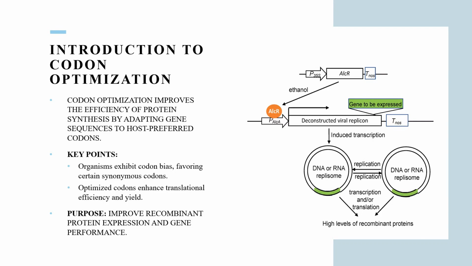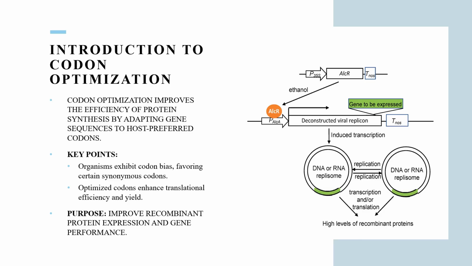About introduction to codon optimization. Codon optimization improves the efficiency of protein synthesis by adapting gene sequence to host-preferred codons. Organisms exhibit codon bias, favoring certain synonymous codons. Optimized codons enhance translational efficiency and yield. And the purpose of codon optimization is to improve recombinant protein expression and gene performance.